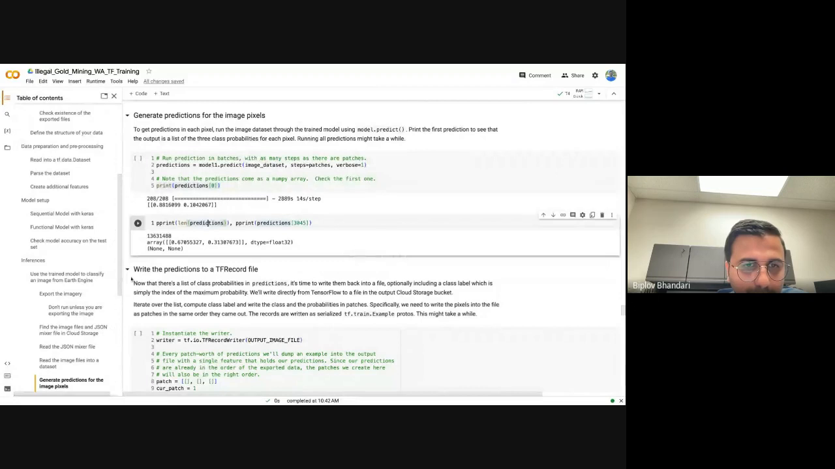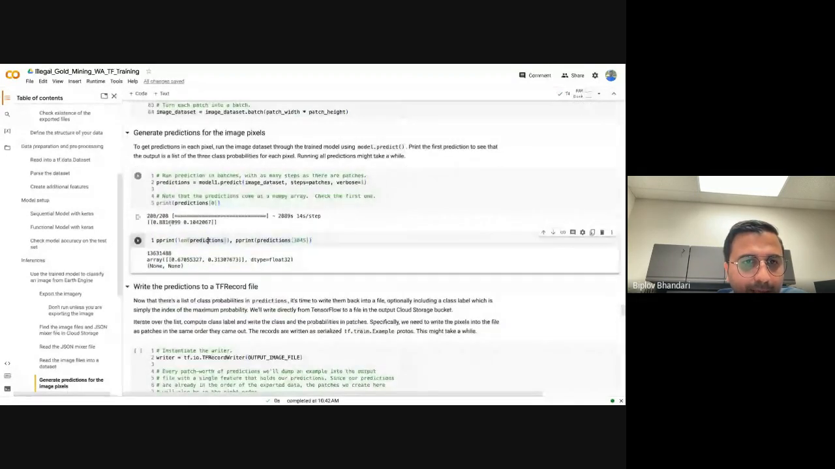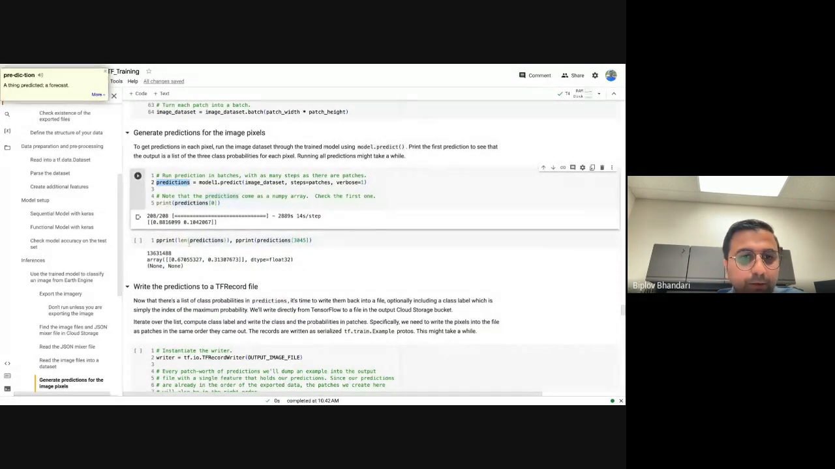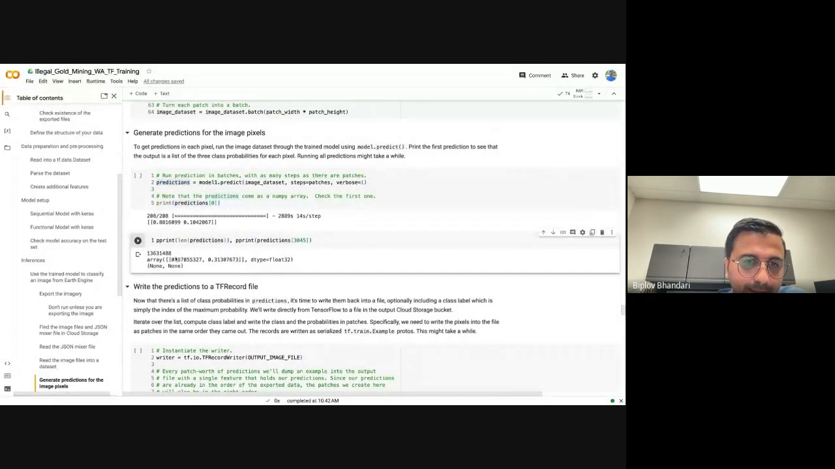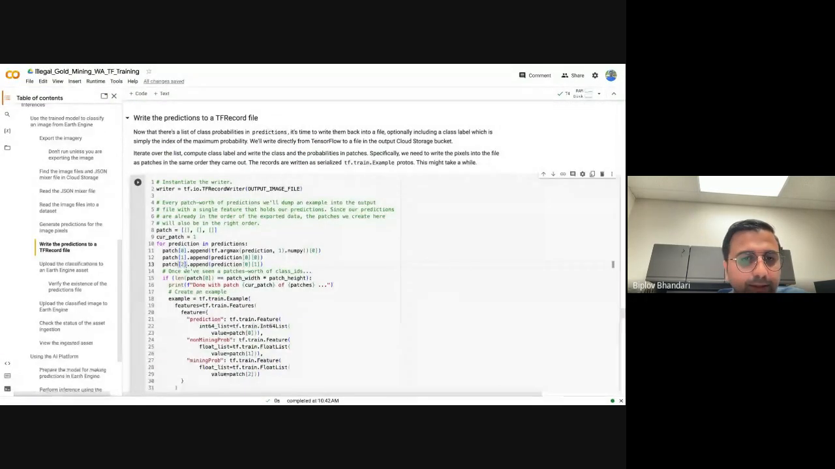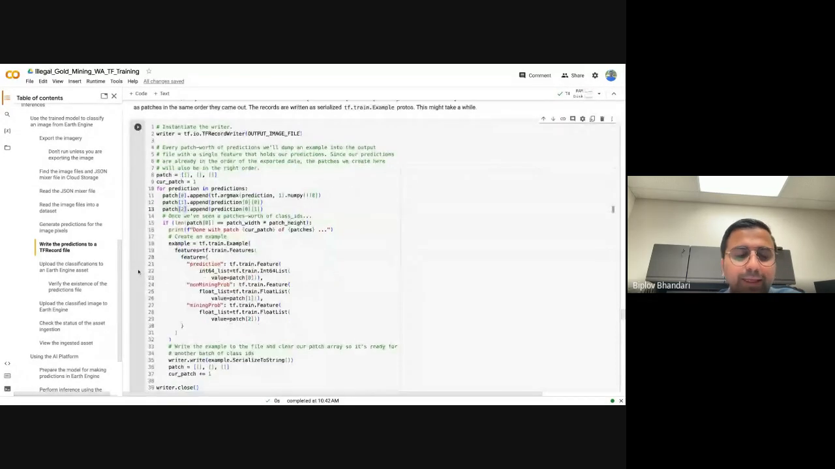Again, printing that similar thing. Now we have all these predictions, right? If you look here, it has more than a million pixels in it. So when you run this, it's again going to take a long time. But basically what we are doing here is constructing 3 bands for our image. The first band is our prediction band. The second is the non-mining probability band. The third is the mining probability band.